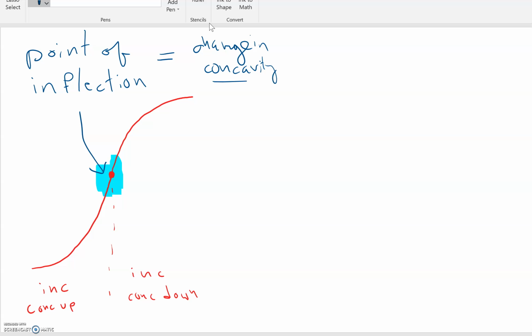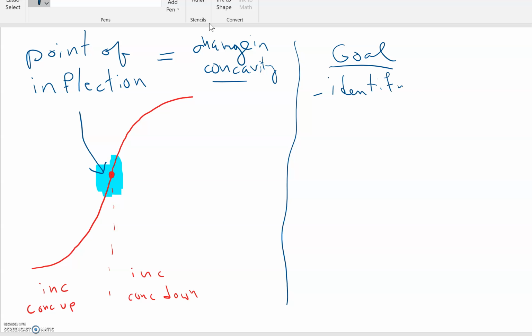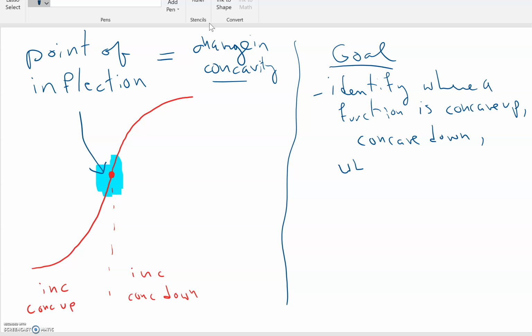Okay. So with all this in mind, our goal is, can we figure out a way to identify where a function is concave up, where it's concave down, and where the inflection points are located.